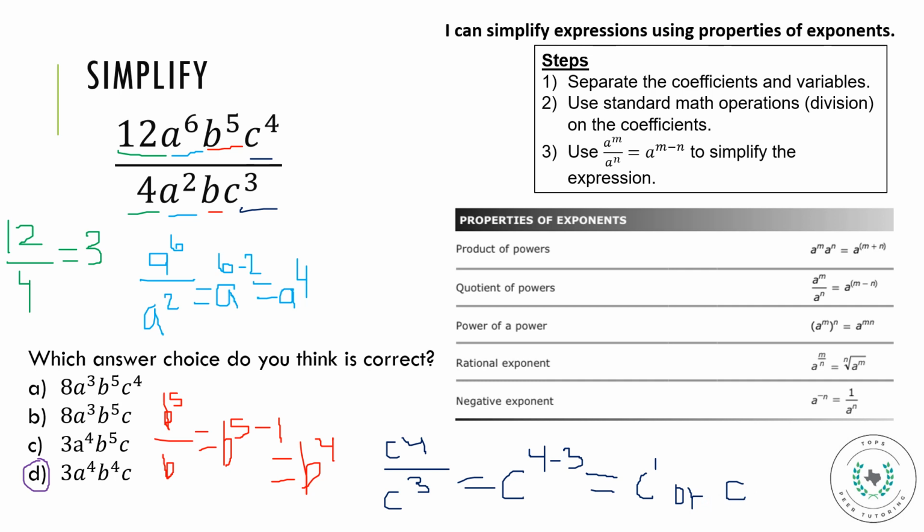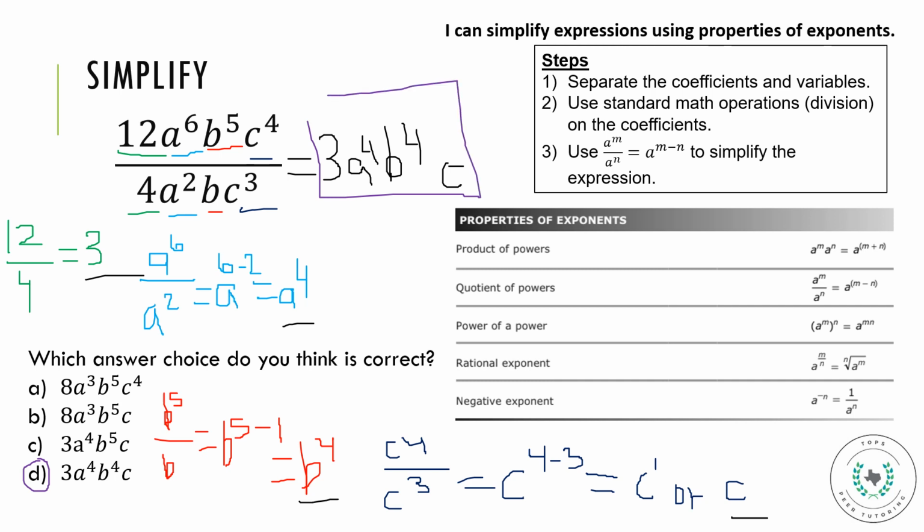So now we have everything that we need. Just highlight all the values that you got and mesh them all together at the very end. So we have that 3, the coefficient, and the A value, then the B value, and then the C value. So at the end, you're left with 3, A to the power of 4, B to the power of 4, C, or the answer choice, D.